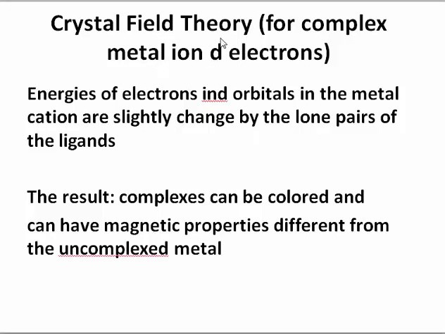Crystal field theory is a theory that describes the d electrons in the metal ion in a complex. So this theory applies for complexes in which the central cation is a transition metal, and we'll have a number of d electrons. The energies of the electrons in the d orbitals of a metal cation are slightly changed by the lone pairs that are ligands. The result is complexes can be colored and can have magnetic properties different from the uncomplexed metal.